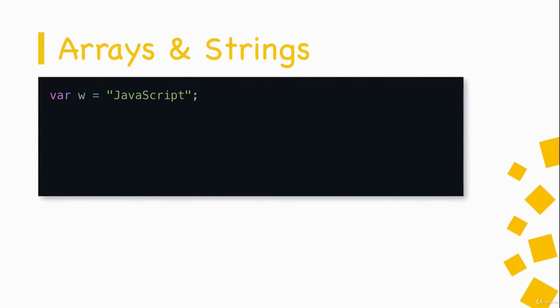Now let's see, we have another string, var w equals JavaScript. So w is a variable which contains the string JavaScript. If we don't specify a separator in the split method, what does it do? It basically takes the whole string and puts it as one element inside the array. So the w string only contains the word JavaScript, and w.split without any separators gives us an array with only one element, the string itself.